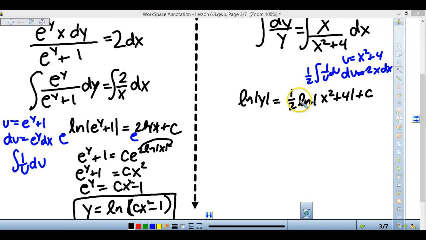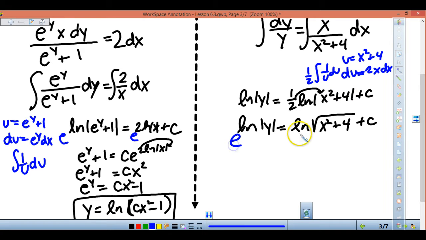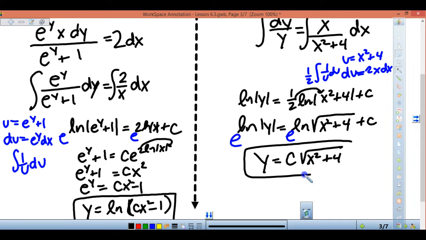natural log here with this 1/2, so I'm going to use my log properties before I do e to both sides and make this into the natural log of the square root of x squared plus 4. I don't need to worry about the absolute value sign because anything squared plus 4 is always going to be positive. So now when I do each side with base e, those end up canceling, and then the c is going to be multiplied out front, and then it's going to be square root of x squared plus 4.